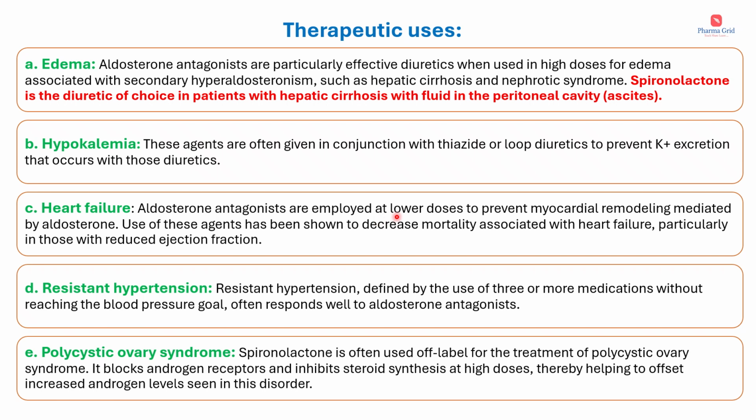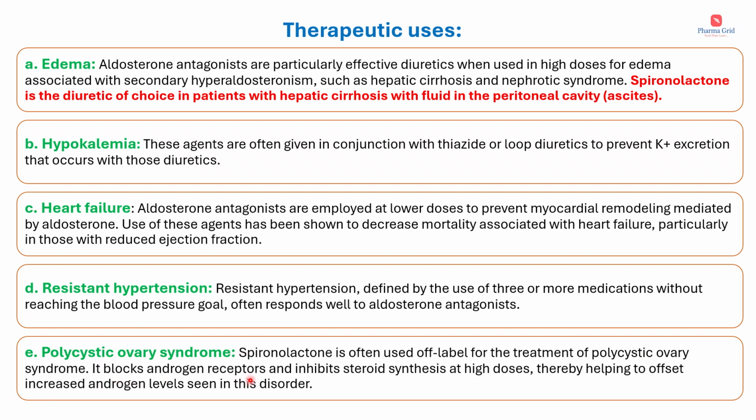Aldosterone antagonists are employed at lower doses to prevent myocardial remodeling mediated by aldosterone. Use of these agents has been shown to decrease mortality associated with heart failure, particularly in those with reduced ejection fraction. The next, most important use is resistant hypertension. Resistant hypertension, defined by the use of 3 or more medications without reaching the blood pressure goal, often responds well to aldosterone antagonists. And the next use is polycystic ovary syndrome. Spironolactone is often used off-label for the treatment of polycystic ovary syndrome or PCOD.